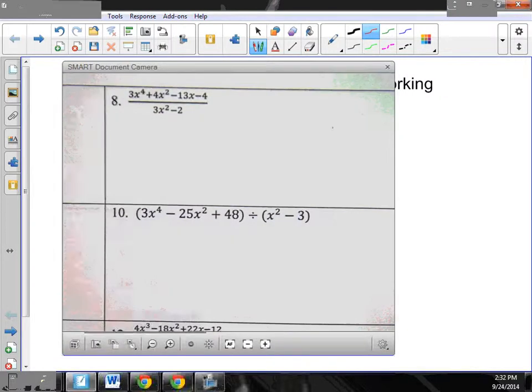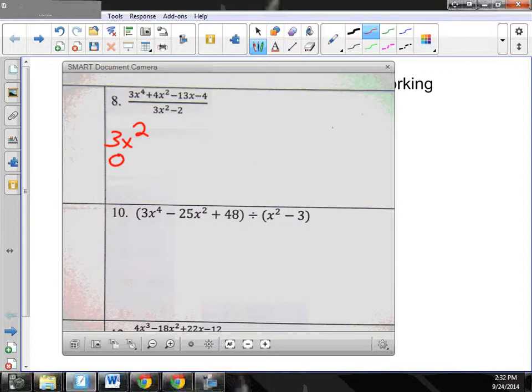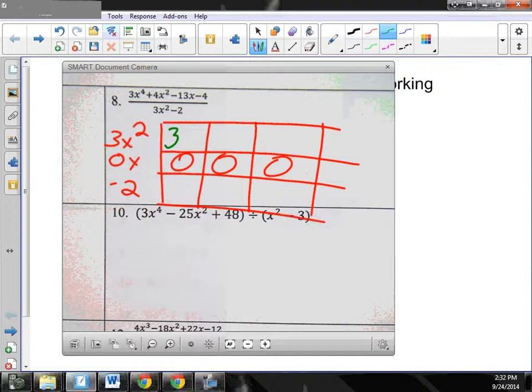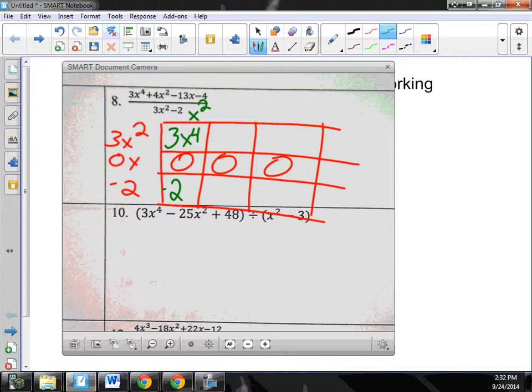We tried to fix it this morning, and hopefully we did. We'll see. So how many rows is this going to have? 3. Number 8. 3x squared, and then I'm going to have 0x and negative 2. So I'm just going to go ahead and write zeros here, just so I don't have to think about it. And maybe more zeros. I don't know yet. So 3x to the 4th. This would be x squared. So minus 2x squared. And then this is my x to the 3rd box.